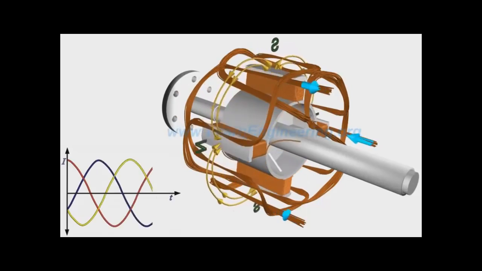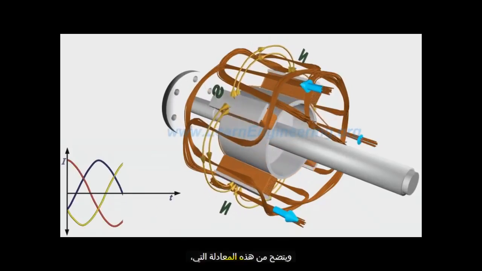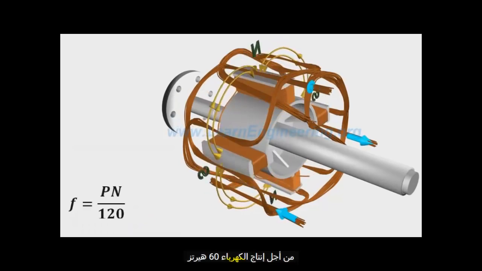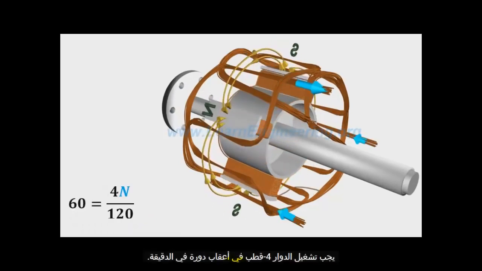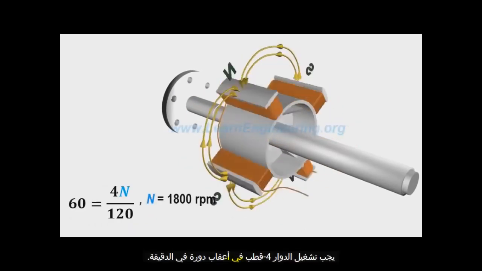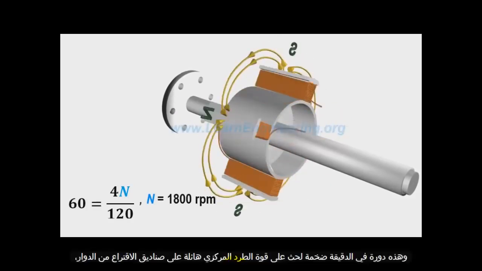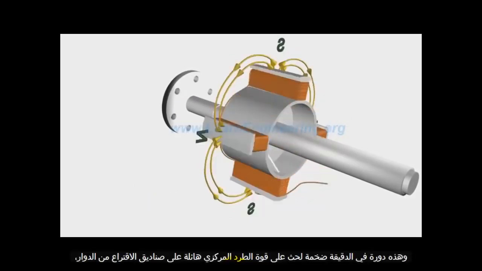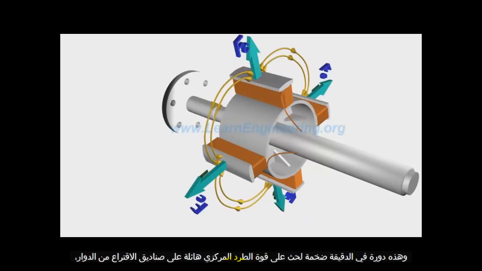It is clear from this equation that in order to produce 60 Hz electricity, a 4-pole rotor should run at the following RPM. Such huge RPM will induce a tremendous centrifugal force on the poles of the rotor, and it may fail mechanically over time.